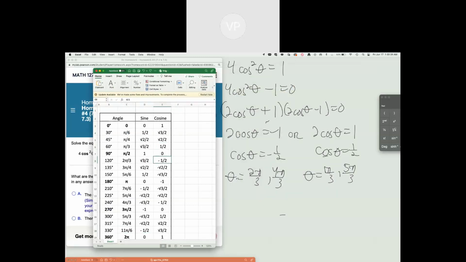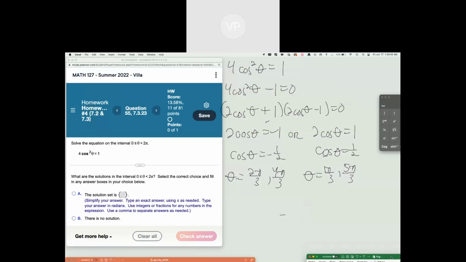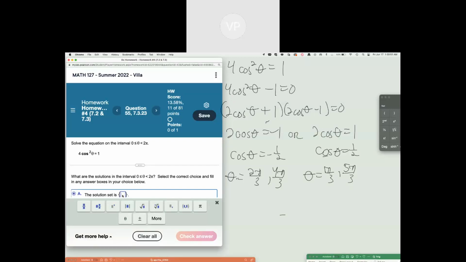Let's look. Cosine of 1/2, pi over 3. Cosine of negative 1/2, 2 pi over 3. Another negative 1/2, 4 pi over 3. And a 1/2, 5 pi over 3. So get to that point where you start trying to do them in your head. Try to see if you remember them. And then go ahead and feel free to check your table to make sure you got it right.